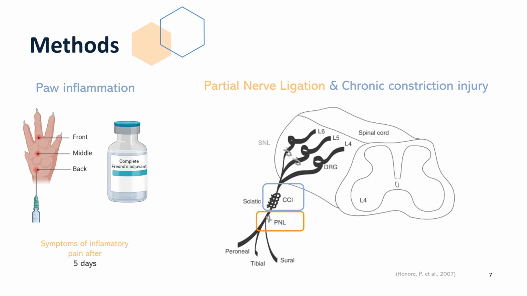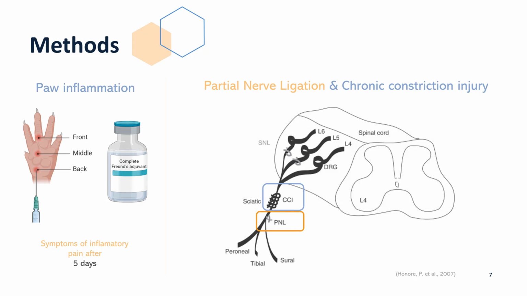Partial nerve ligation and chronic constriction injury were used as models of neuropathic pain to develop mechanical and cold allodynia, and thermal and mechanical hyperalgesia. The partial ligation consists of tightly ligating the sciatic nerve of the left hind leg and performing a sham operation on the right leg. The chronic constriction injury consists of 4 loose ligatures around the sciatic nerve of the left hind leg.